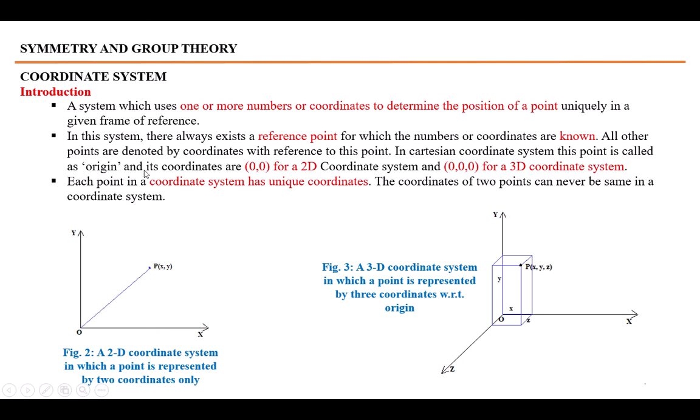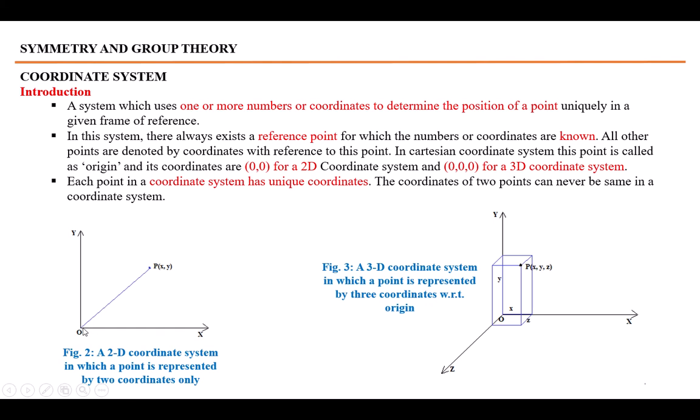Coordinate system. What are coordinate systems? A system which uses two or more coordinates to determine the position of a point uniquely in a given frame of reference is called a coordinate system. Here we have two types of coordinate systems. One is called a two-dimensional coordinate system and the second one is called a three-dimensional coordinate system. A two-dimensional coordinate system is used to locate a point in a plane, while a three-dimensional coordinate system is used to locate the position of a point in three-dimensional space.